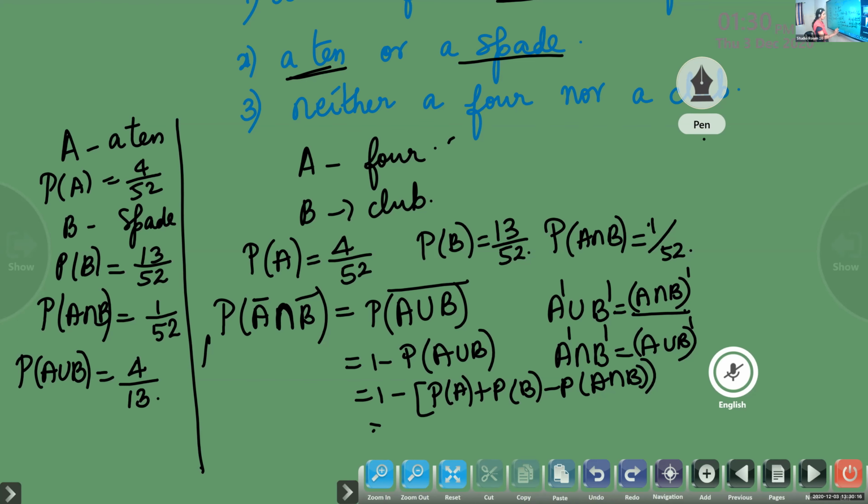So that is 1 minus, what is P of A? 4 by 52, minus P of B, 13 by 52. This minus is common, isn't it? When you open the bracket, negative of negative becomes positive, so plus 1 by 52. Simplify this and you'll get the answer. Okay, here we are using De Morgan's law.